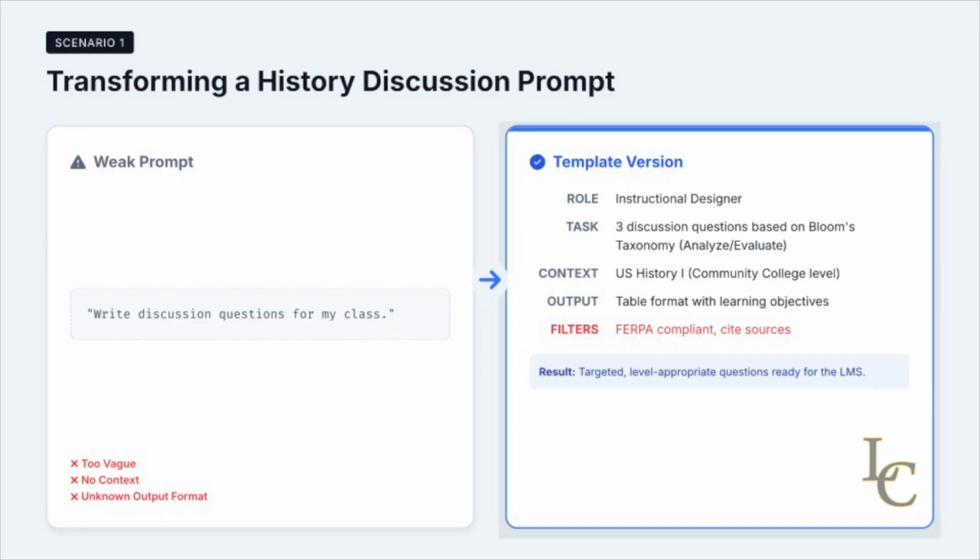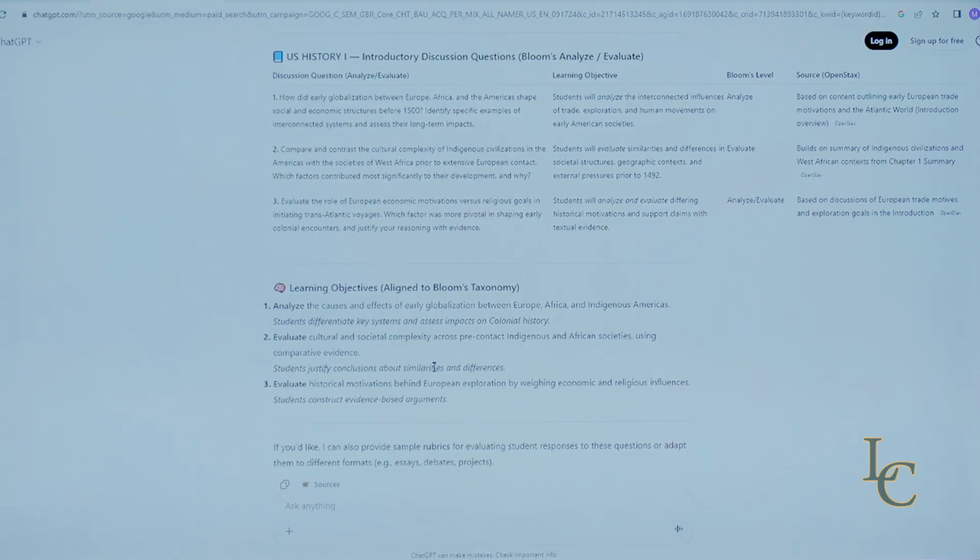"Three discussion questions based on Bloom's taxonomy, analyze and evaluate US history, community college level. The output would be table format with learning objectives, FERPA compliant, and cite your resources." The result would be targeted, level-appropriate questions, ready for an LMS. Now, I did that just to show you what it did for me.